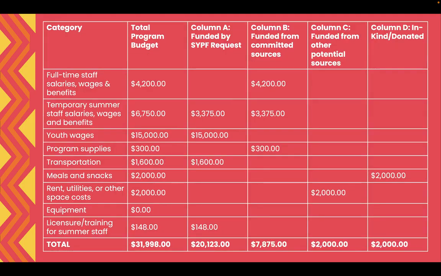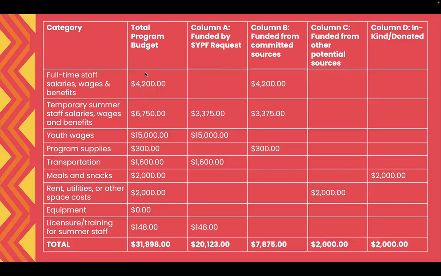So this is an example of what Table 2 looks like. And I know this is very overwhelming, but it's actually pretty straightforward. So you're going to fill out Table 1, and then the first column of Table 2 will automatically fill out based on what you put in Table 1. And it's just going to repeat, hey, here's how much we said each of these line items would cost, and here's that total program budget again.